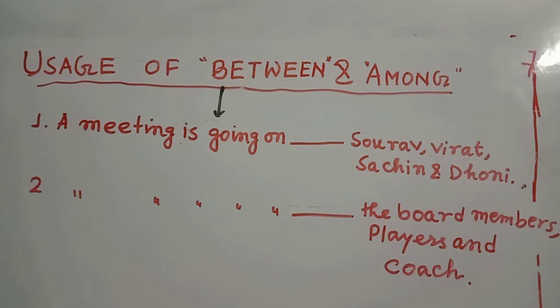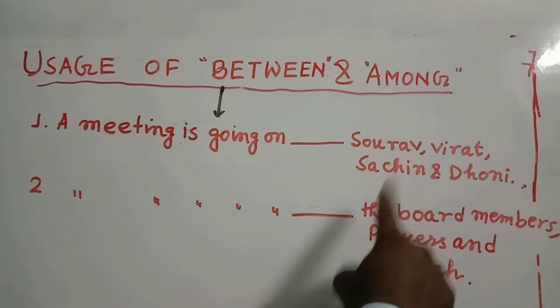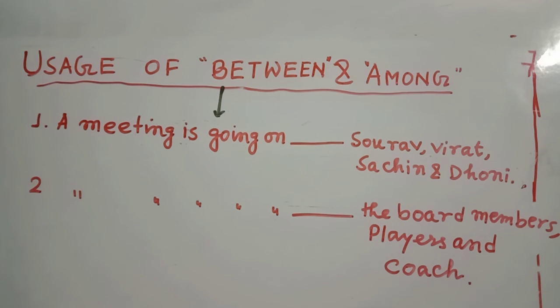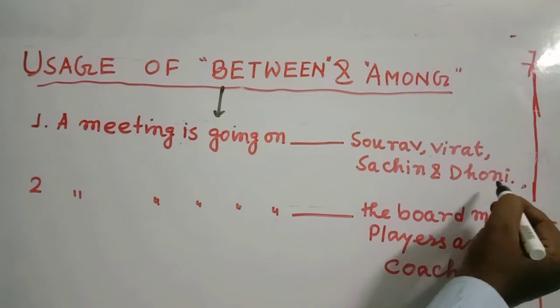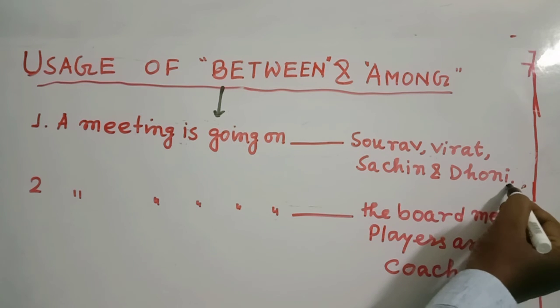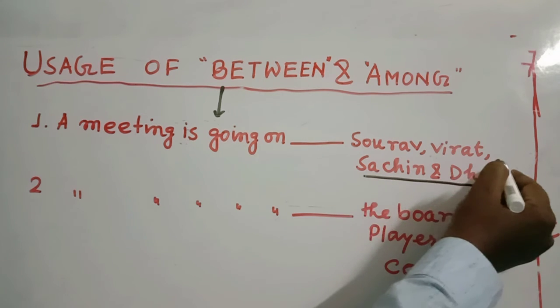Now friends, let's look at these examples. We have to place between or among. In the first sentence, I have written: a meeting is going on. After that, there is a blank space. We have to use between or among in this blank space. And after that, we have written Saurabh, Virat, Sachin and Dhoni. We all know these persons. These are the important cricketers in our country.